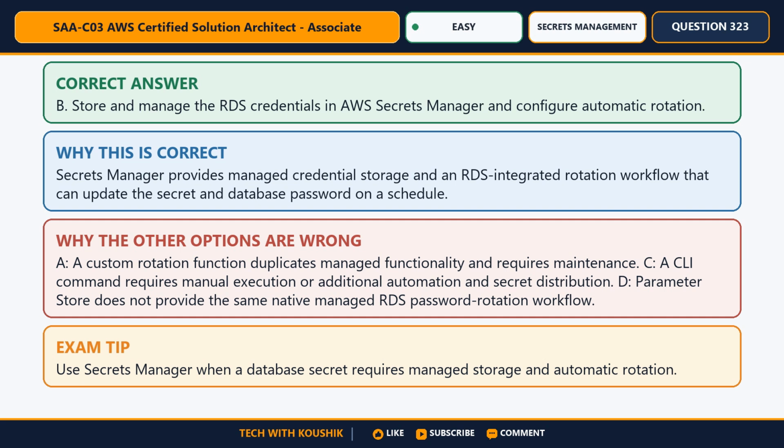Why are the other options not correct? A. A custom rotation function duplicates managed functionality and requires maintenance. C. A CLI command requires manual execution or additional automation and secret distribution. D. Parameter Store does not provide the same native managed RDS password rotation workflow. Exam tip. Use Secrets Manager when a database secret requires managed storage and automatic rotation.